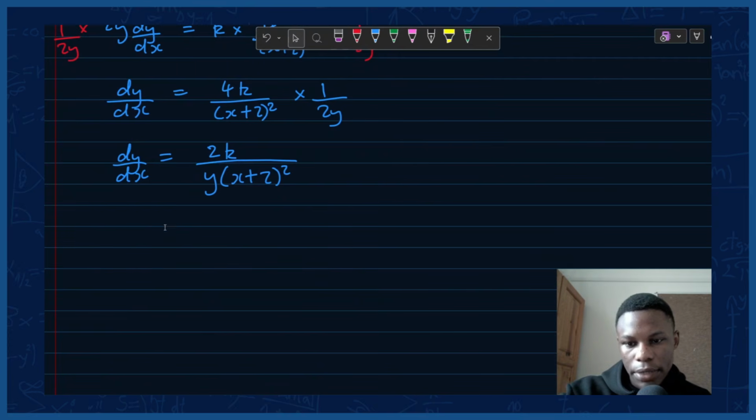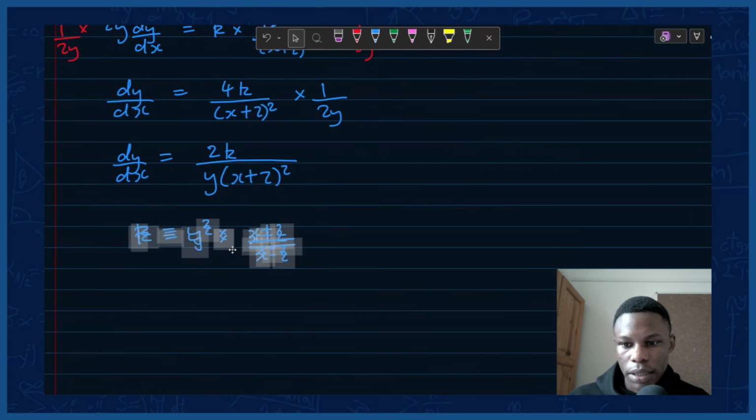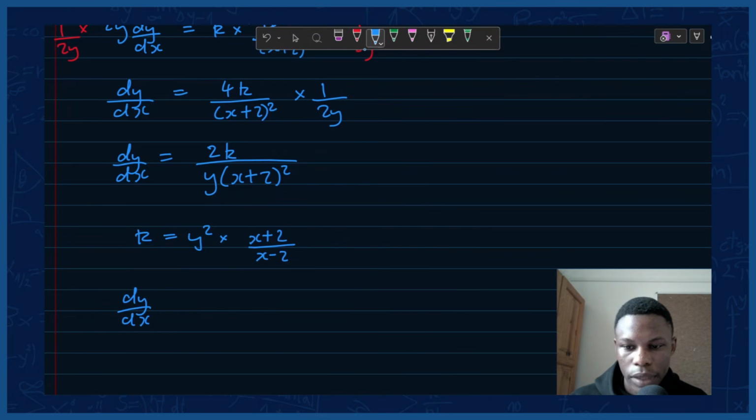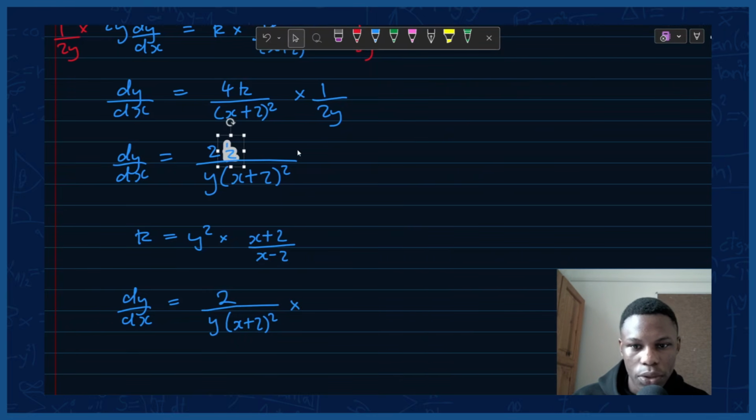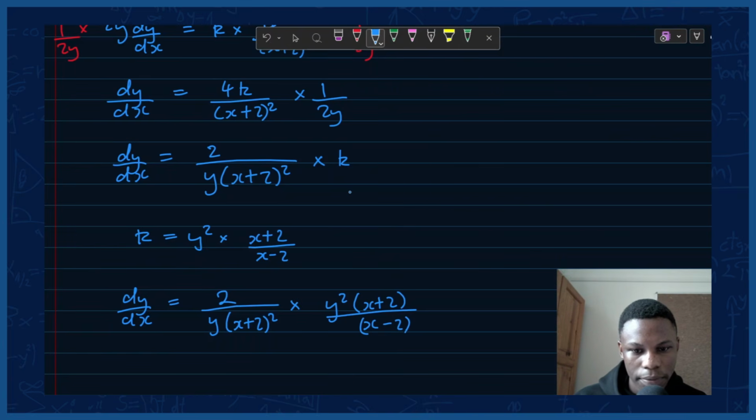And so let's copy that. So we know k is equal to this, meaning we can then rewrite dy/dx as 2 times k. In fact, I'll write it like this: 2y times (x plus 2) squared times k. Because k is multiplying in the numerator, I can also just pull the k outside and multiply like this, just so that it's not too messy. So I've got y squared times (x plus 2) divided by (x minus 2).